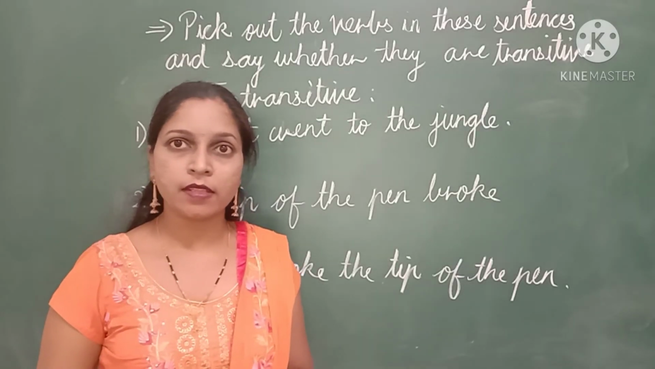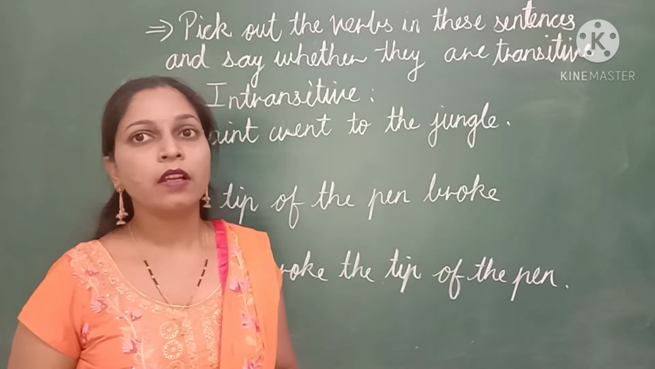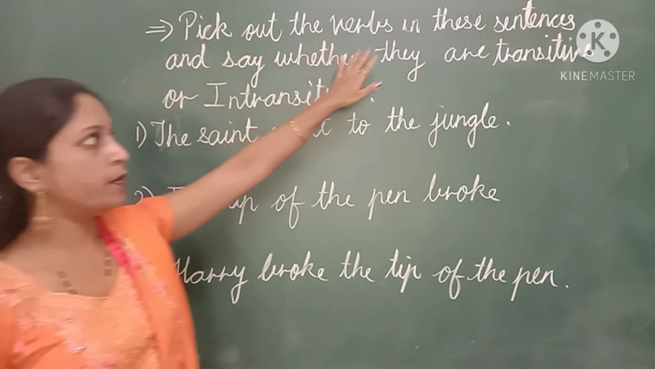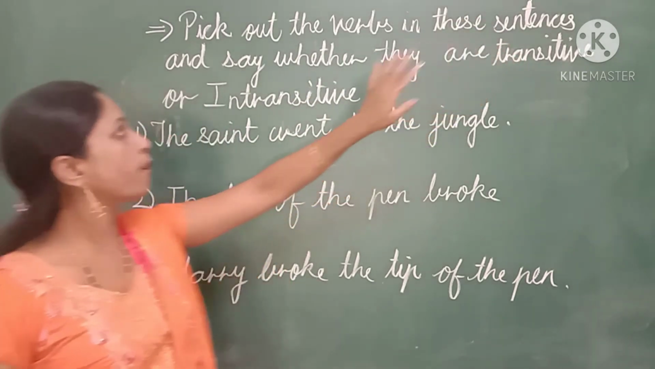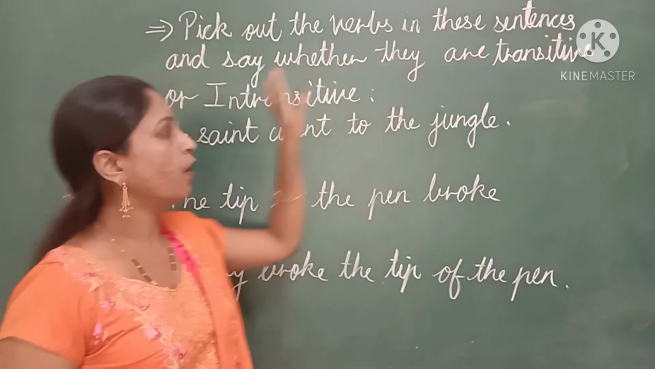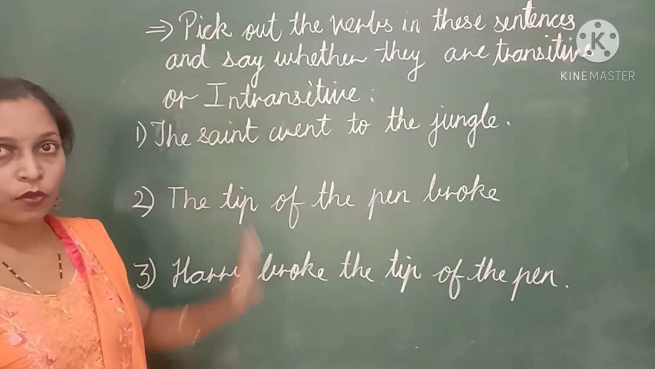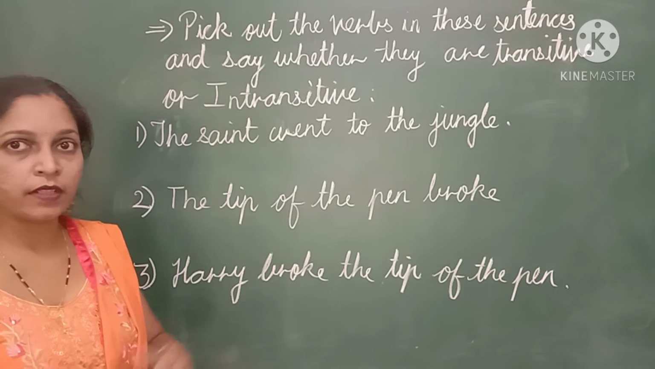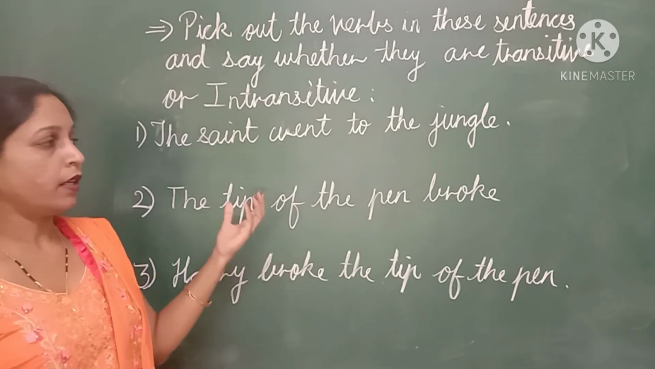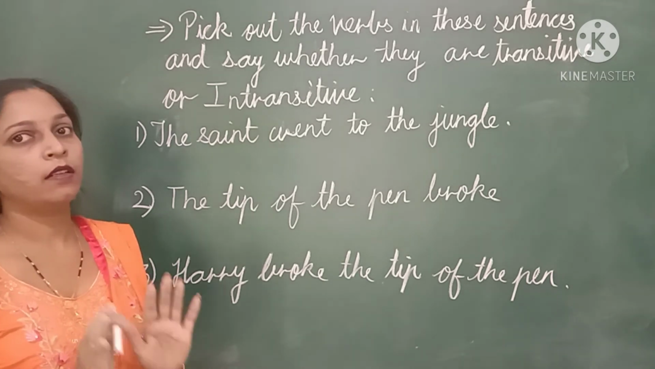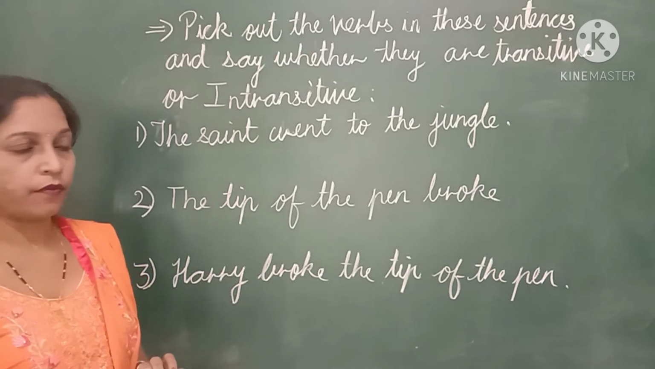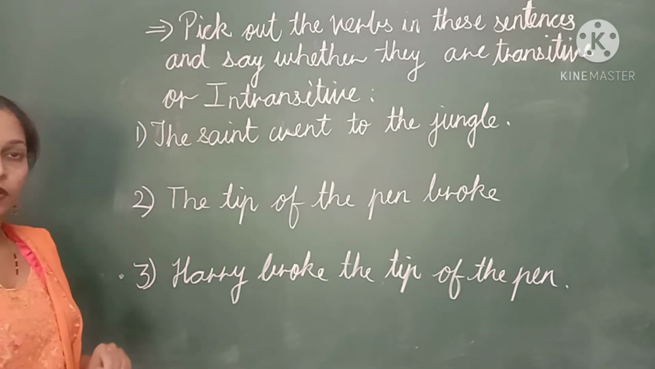For our better understanding, let us solve the exercise. Question is, pick out the verbs in these sentences and say whether they are transitive or intransitive. Okay? So we all know how to find a transitive verb or intransitive verb by the formula that I have given you, that is S plus V plus O, transitive verb. S plus V, intransitive verb. Okay? So let's see the first one.